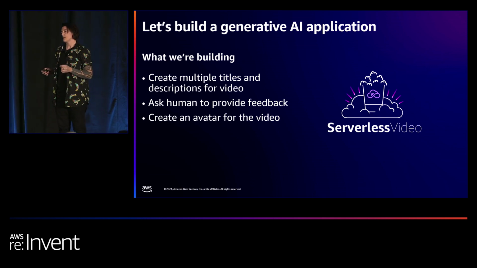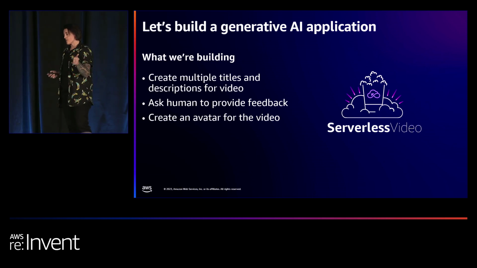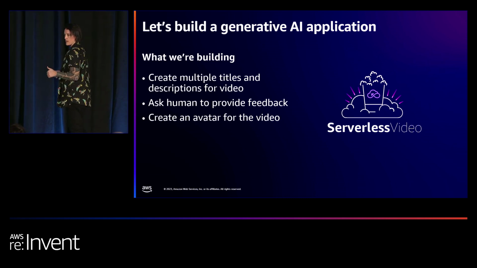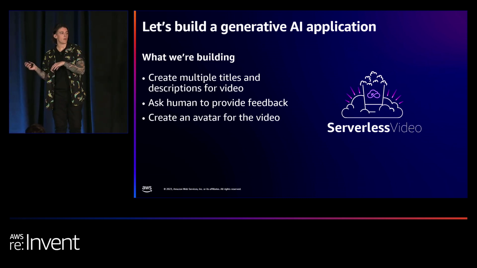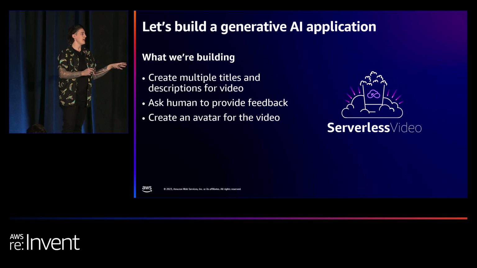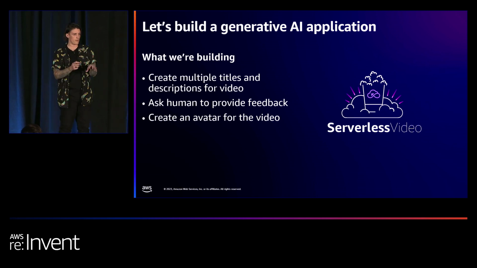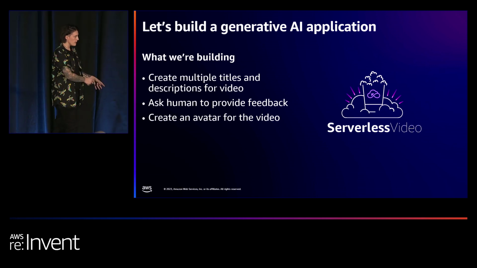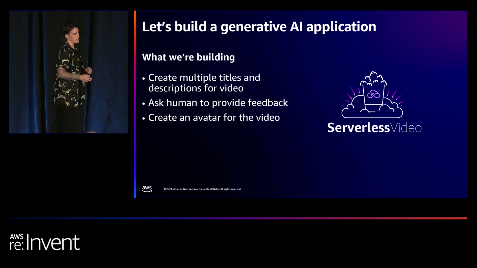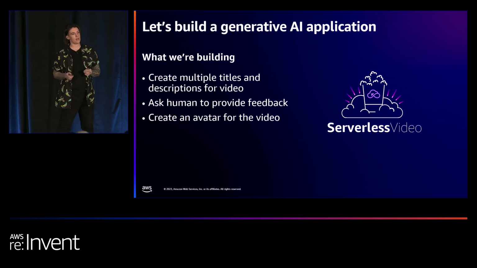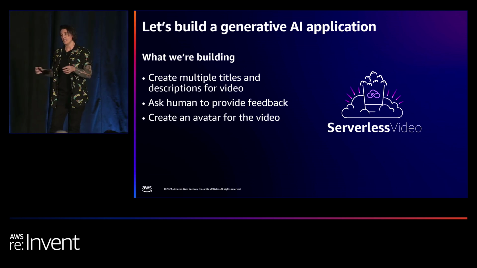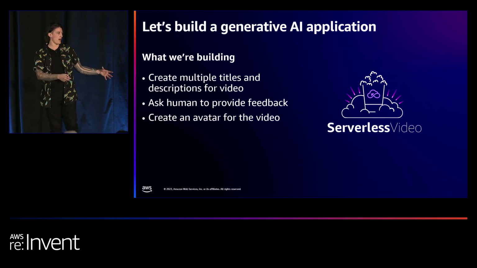And the capabilities that we're going to add to this are, first, we're going to take these videos that are created and uploaded, and we're going to create a title and a description based on the video. So creation of new content. We're going to send that to a human to see, is what that foundation model generated correct? Do we want to use it? And based on that response, we're also then going to call a different foundation model to generate an avatar or an image for that content.